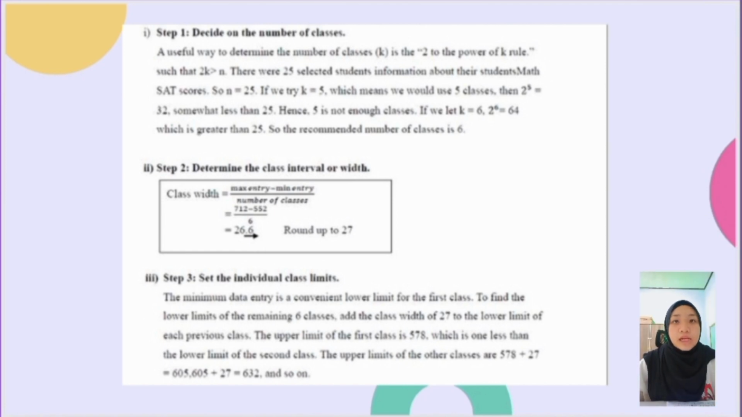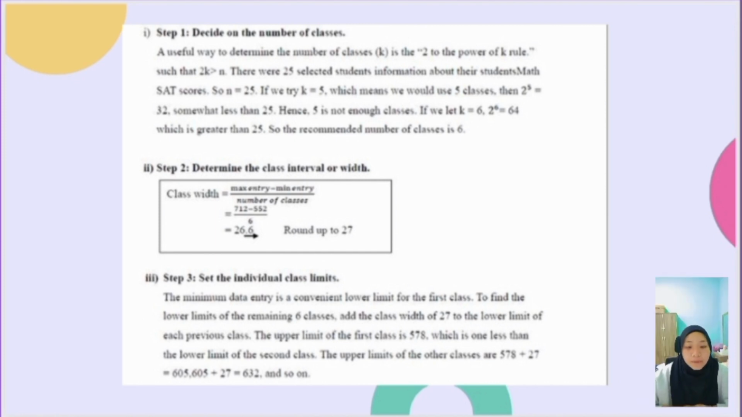Next is step 2, which is to determine the class interval or width. Use the formula: class width equals maximum entry minus minimum entry, divided by the number of classes. So in this table, 712 minus 552, divided by 6, equals 26.6, and the number should be rounded up to 27.